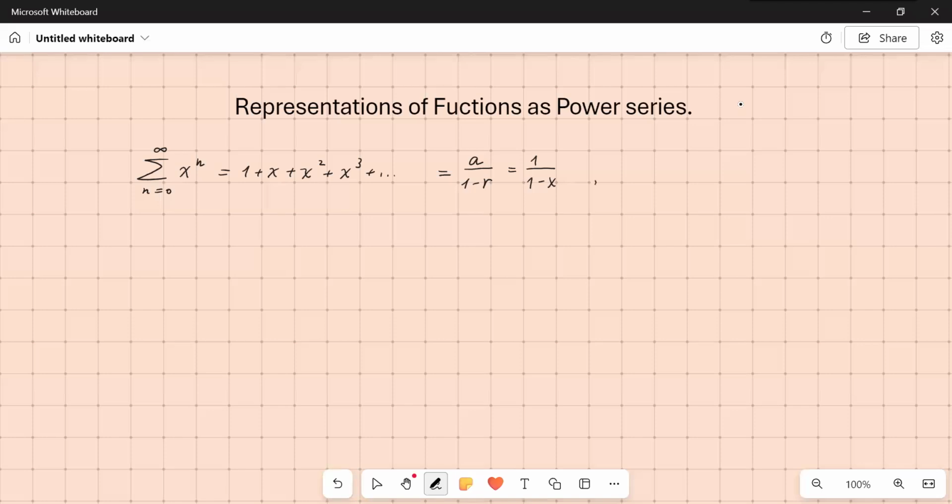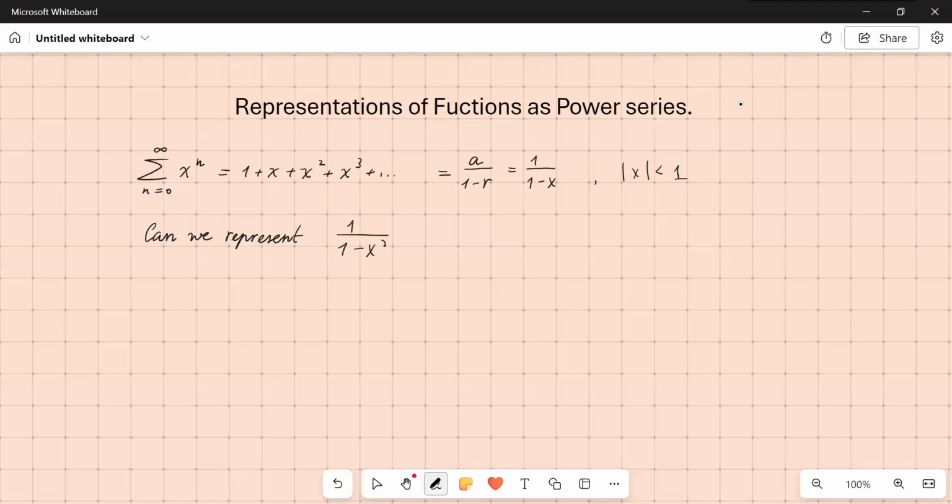We should remember that this series is convergent only for absolute value of x less than 1. And we are not going to worry about endpoints right now. We are just going to be interested in the radius of convergence. Now, can we represent some other functions as power series? For example, can we represent something like this, 1 over 1 minus x squared, as a power series?